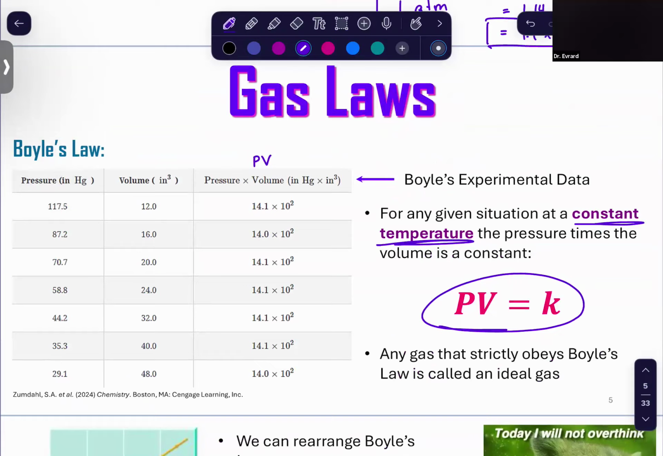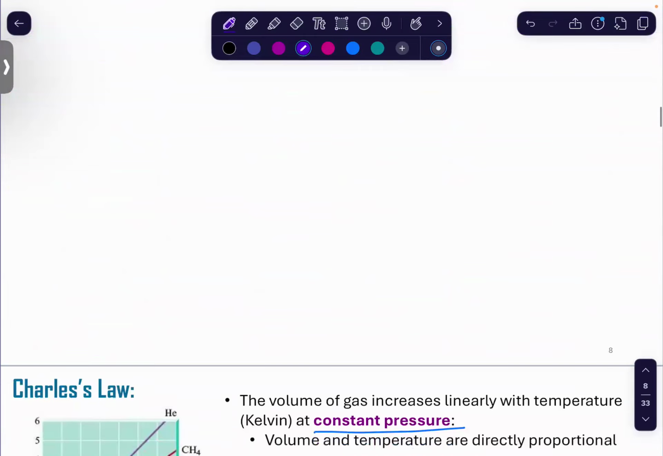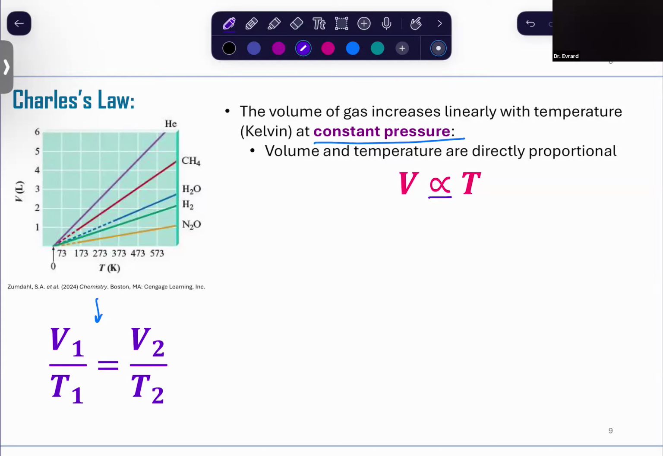Because again, the basic formulation of Boyle's law is PV. Actually, we can't do that because it's proportional to nothing. It's a constant. Anyway, back down here. So this little symbol here means proportional to. So volume is proportional to temperature at constant pressure.